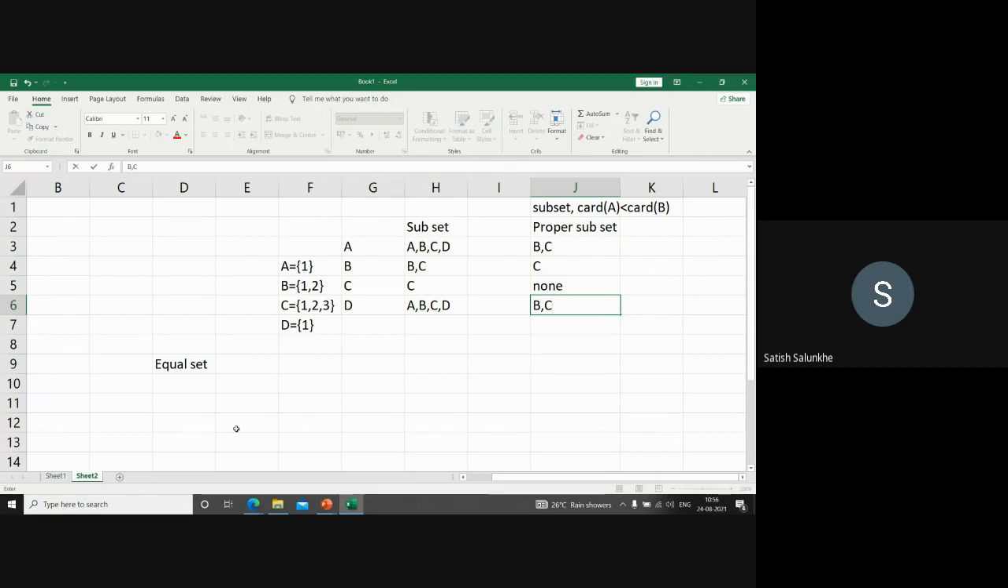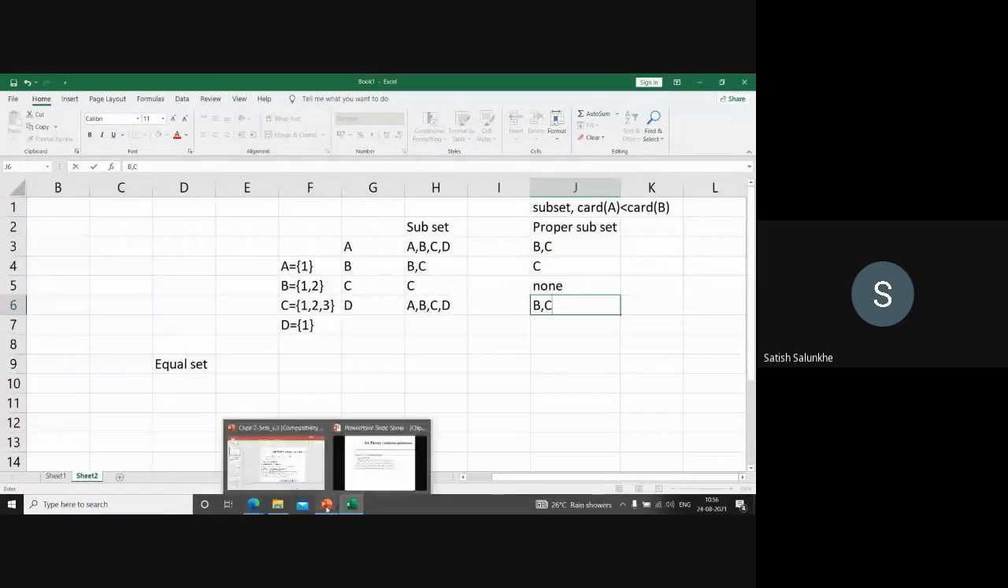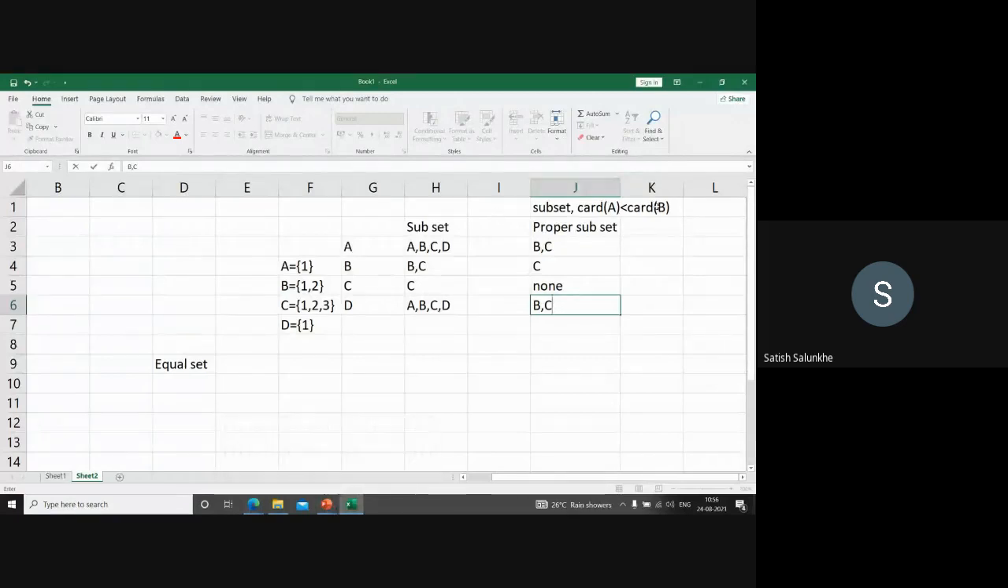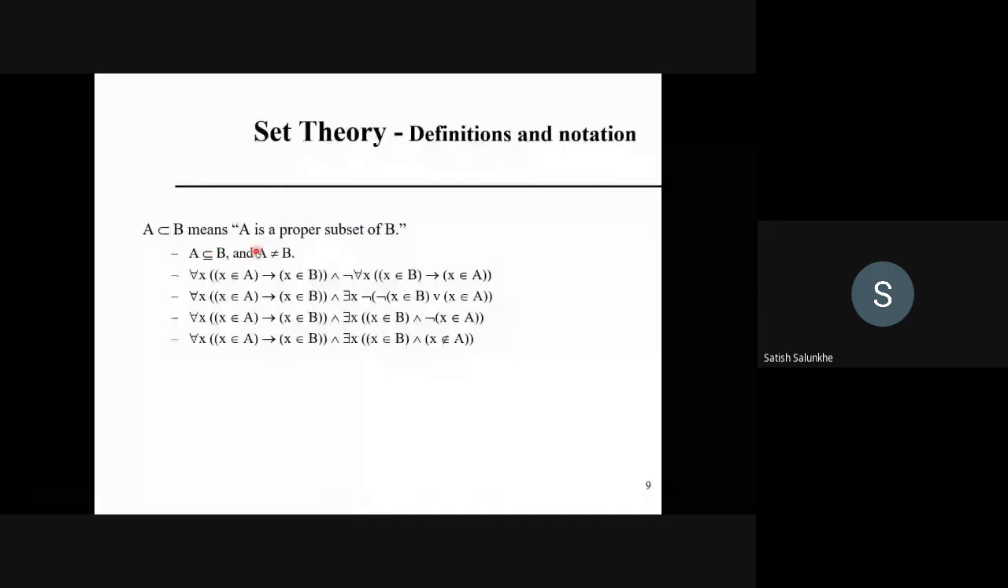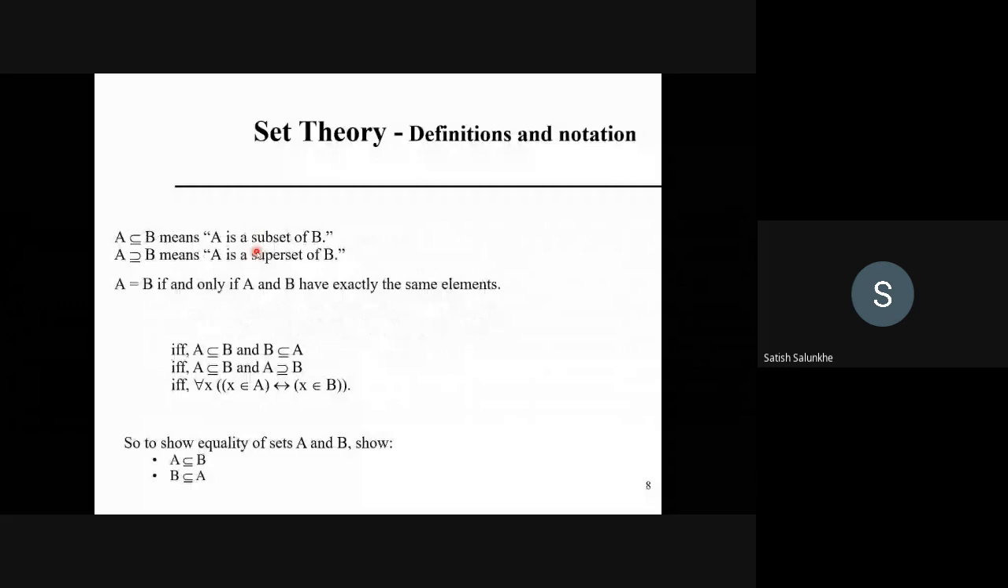So what we discussed: the meaning of subset and the meaning of proper subset. If you go in the opposite direction, when we say A is a subset of B, you can have another way. What is the relation of B with respect to A? B is a superset of A. So exactly the symbol is something like this. Let me go back to change here.